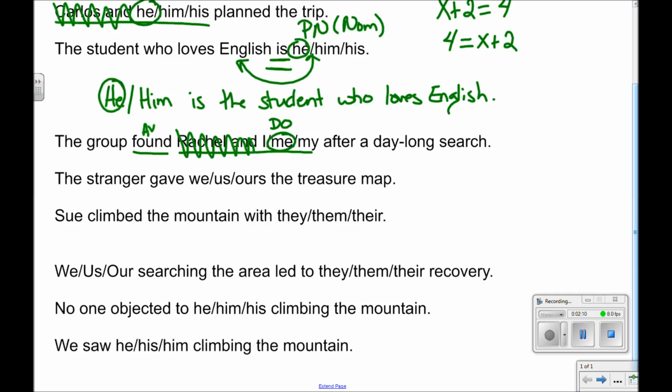In the second example, I again see an action verb. Map is my direct object, but we gave the map to whom? To the pronoun. So this is an indirect object, which means I again need the objective case us. And lastly, with this third example, I see the word with, which is a preposition, which means that the pronoun is the object of the preposition, meaning I need the objective case them.